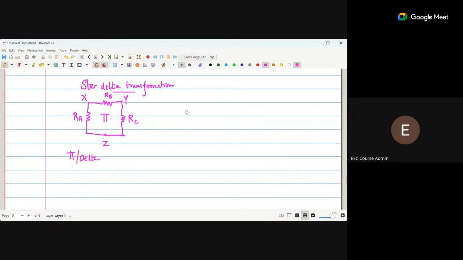So if I am connecting it as star, so delta can be drawn like this also. Okay, so you have RA between X and Z and RB between X and Y and RC between Y and Z. So these are all the delta representations. Now, if you have the star, what I have is R1 here, R2 and R3. Since it resembles the letter Y, we refer to it as the Y network or the star network.